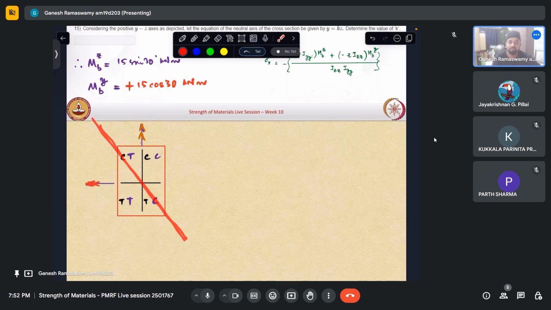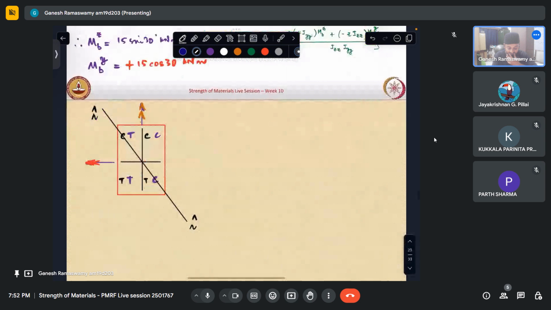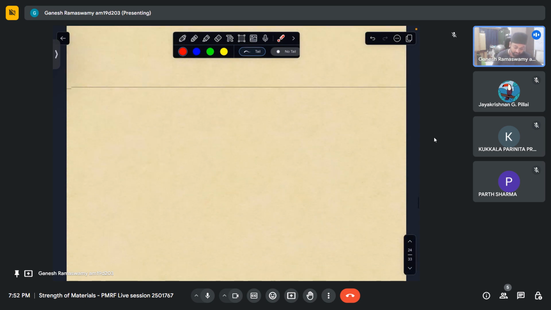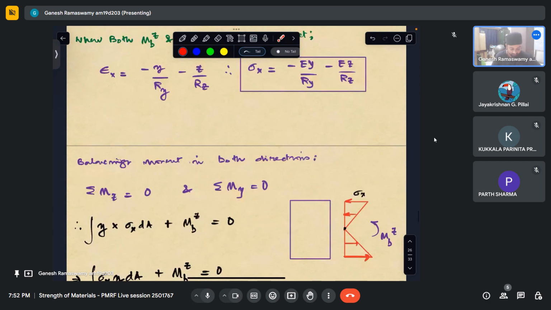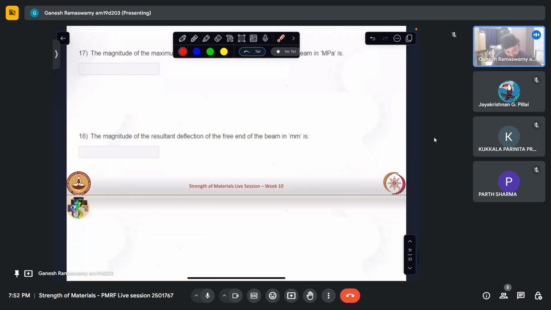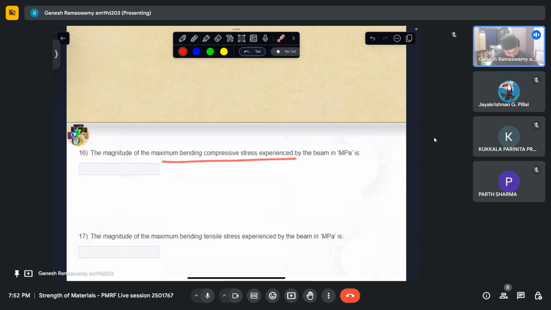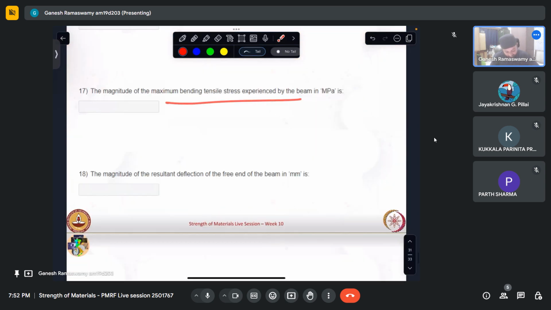Once our neutral axis is determined, the equation of which will come as a result of our first question's answer, y equal to some z, which I will post when I do. So once this neutral axis is determined, we can clearly see that the bottom part is in tension, this part is in compression. So the question is asking what is the maximum compressive stress, maximum tensile stress, and what is the deflection at the free end.